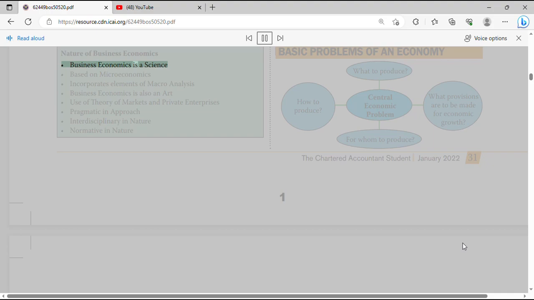Business economics is a science based on microeconomics. Incorporates elements of macroanalysis. Business economics is also an art. Use of theory of markets and private enterprises. Pragmatic in approach. Interdisciplinary in nature. Normative in nature.